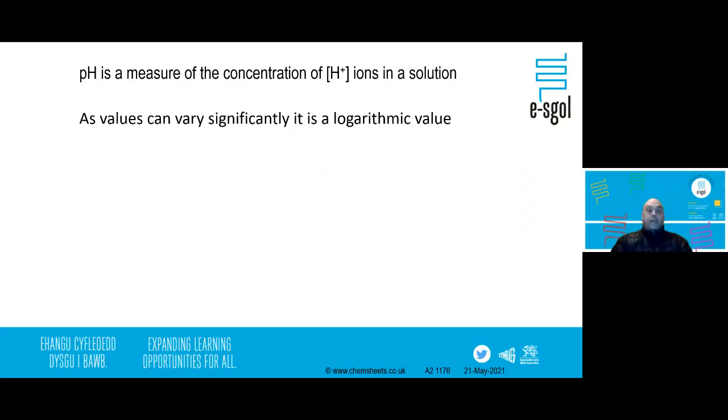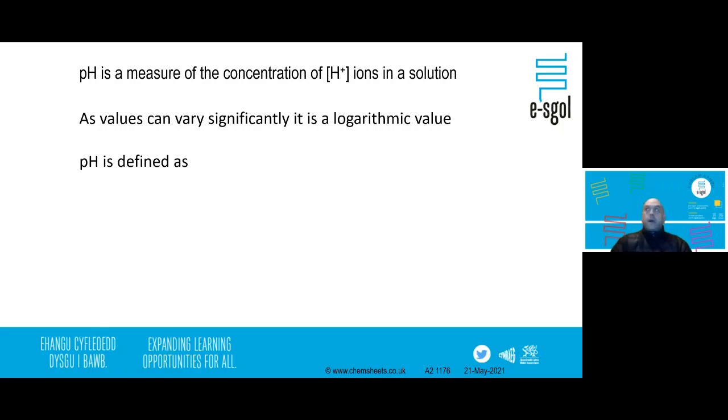Okay, so what is pH? Well, it's quite a hard thing to express. I'm going to talk to you about how to talk about pH in the exam. So pH is a measure of the concentration of hydrogen ions in a solution. And the thing about hydrogen ions and acids is that the value can vary massively. It just depends how well your acid dissociates. So we tend to talk about acids dissociating. We use a logarithmic value for our hydrogen ion concentration.